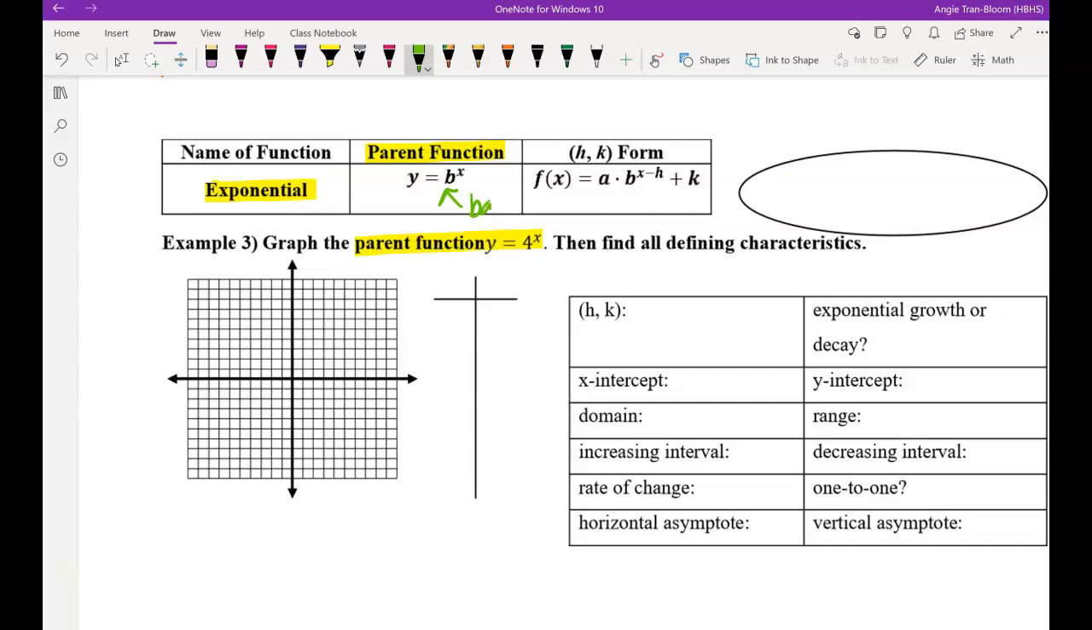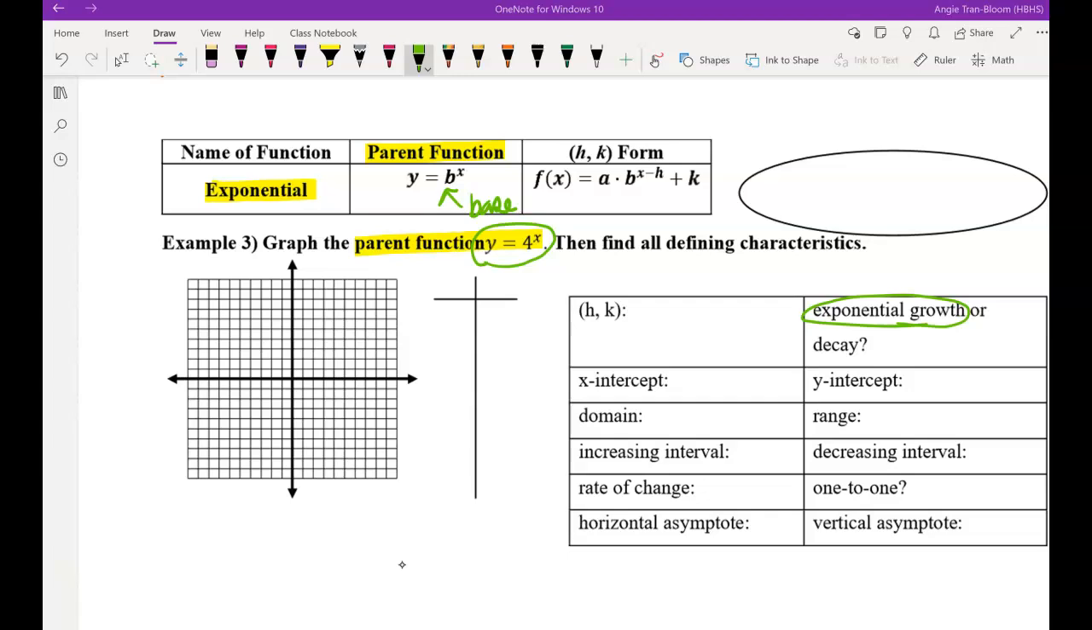Now, if your base is bigger than 1, and in this case it is, that will be your exponential growth. So we don't need to graph it out to already be able to answer some of these. So when b is bigger than 1, and remember your exponent x has to be positive, then we know it's going to be a growth graph.